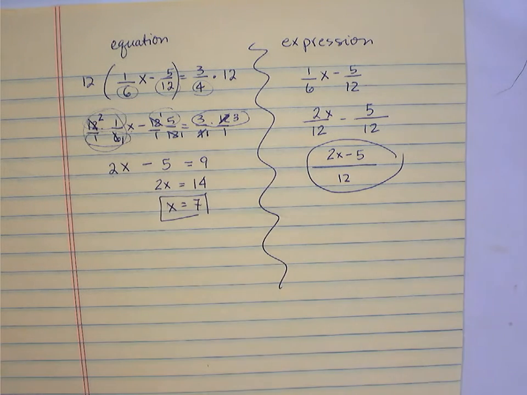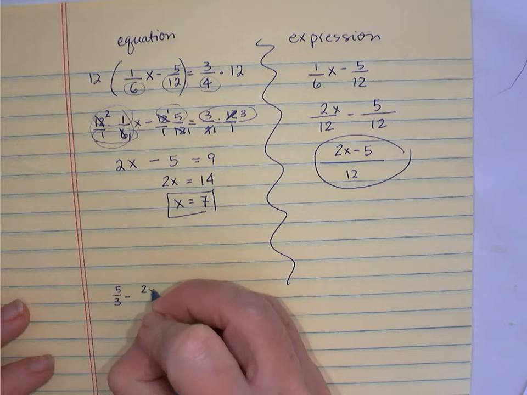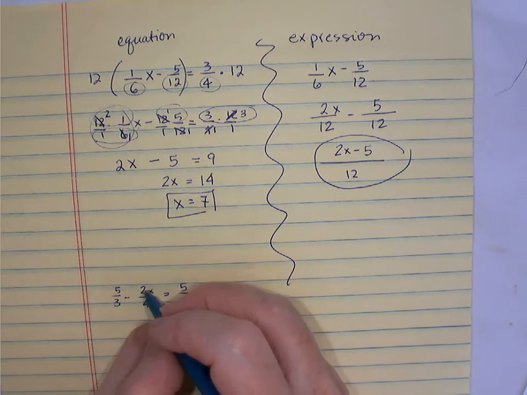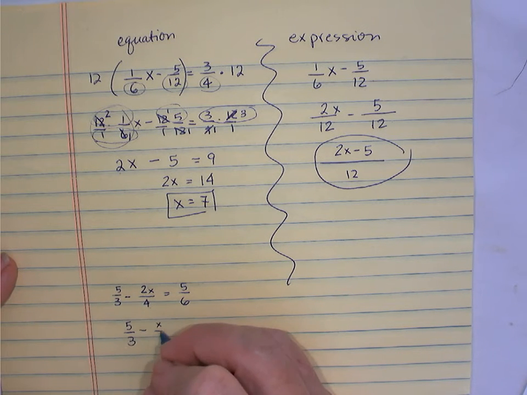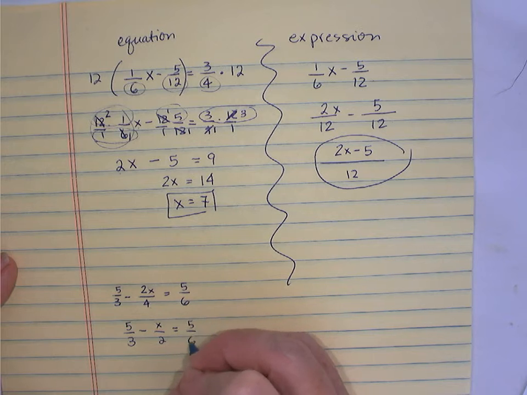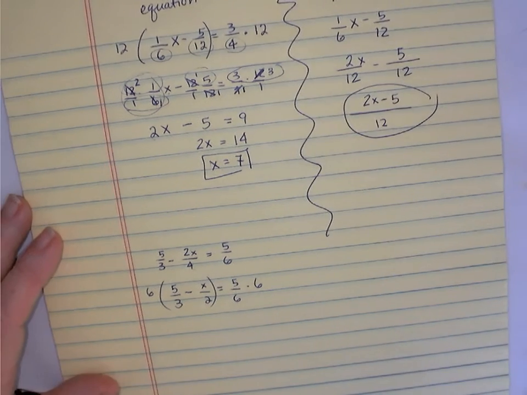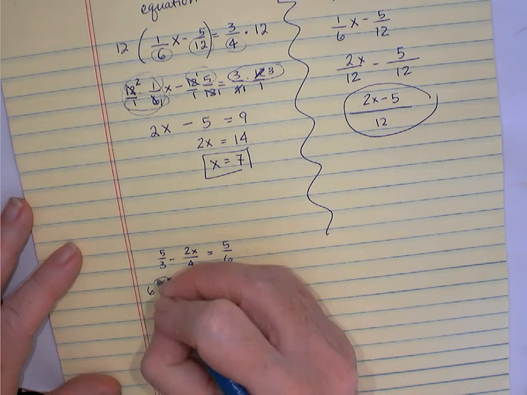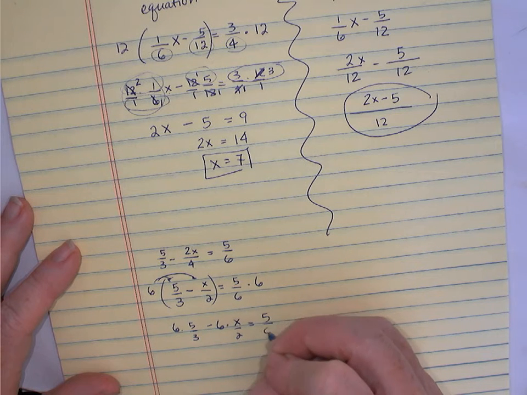I'll just demonstrate example number 2 also from homework. For example number 2, you're trying to solve 5/3 minus 2x over 4 is equal to 5/6. And one thing I would notice is that 2/4 can be reduced. So I would rather write this as 5/3 minus x over 2 equals 5/6. And then I'm going to multiply both sides by 6. I'm going to distribute the 6. So we get 6 times 5/3 minus 6 times x over 2 equals 5/6 times 6.